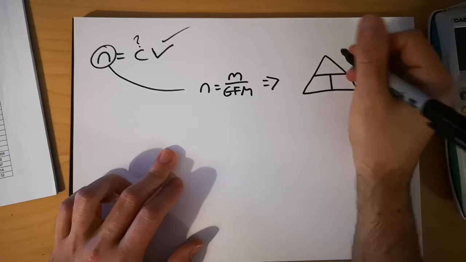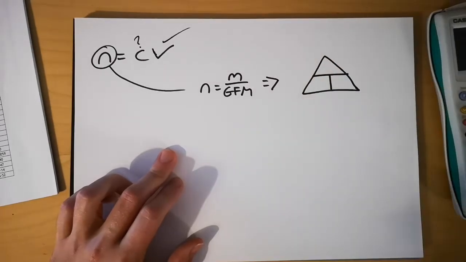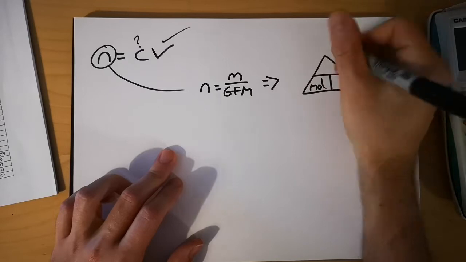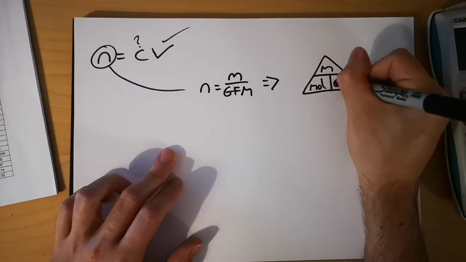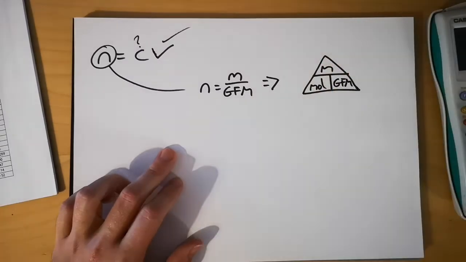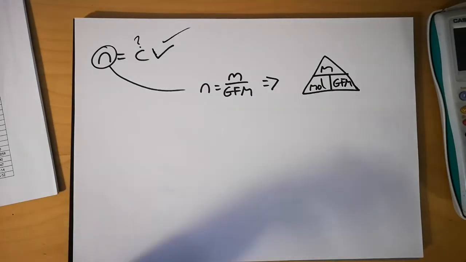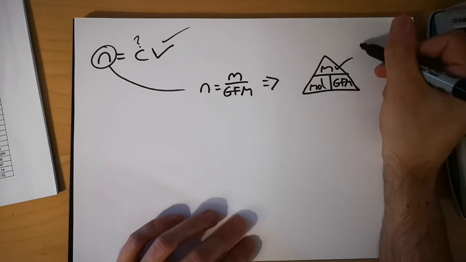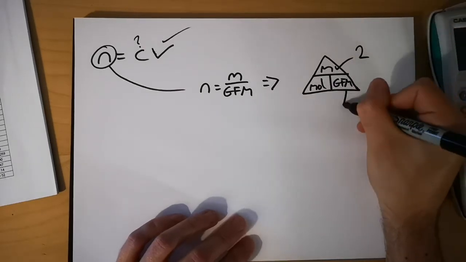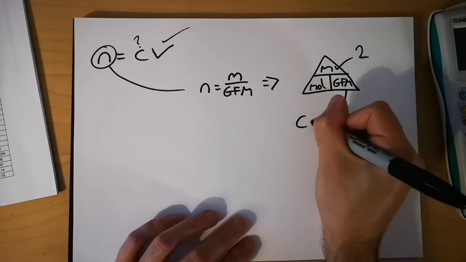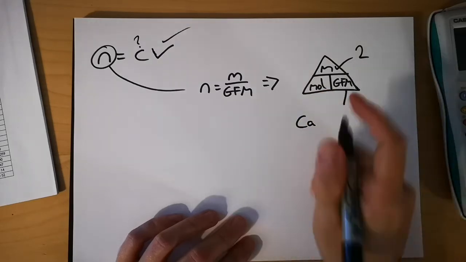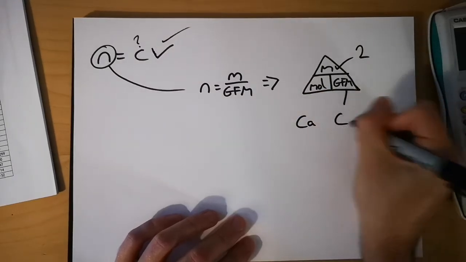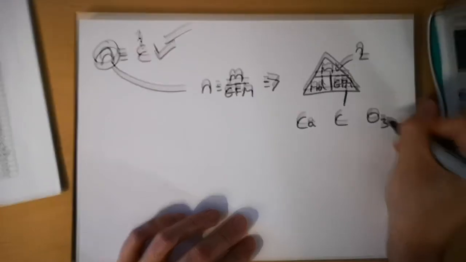Trust me, the more times you do this, the better you get at it, and if you've got a system and you keep using the system, it will pay dividends in the long run. So my mass that I've been told about is 2. My GFM I'm going to need to work out. So I've got calcium, I've got carbon, and I've got O3.